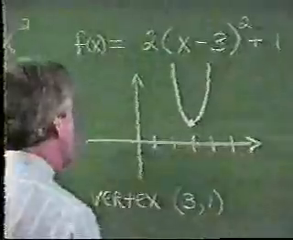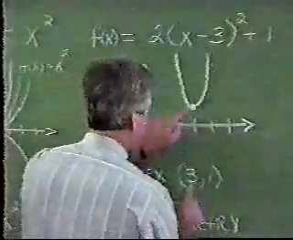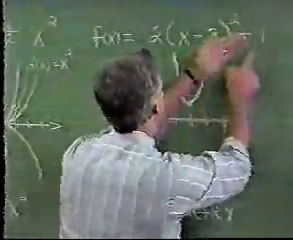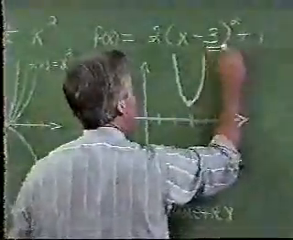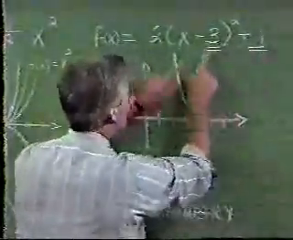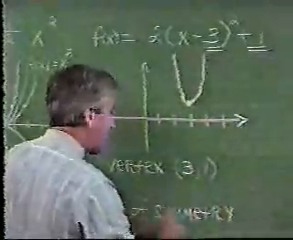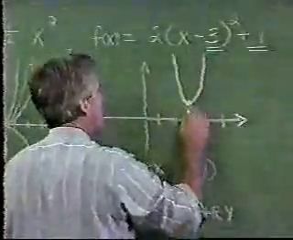Now, a couple of things to notice here. The vertex is at the point (3, 1). And this vertex point can be seen by looking at the function written in this form. You see, here's the 3, there's the 1. Now notice that the 3 is a number that follows a minus sign here. Also notice that the axis of symmetry for this particular problem would be this vertical line.